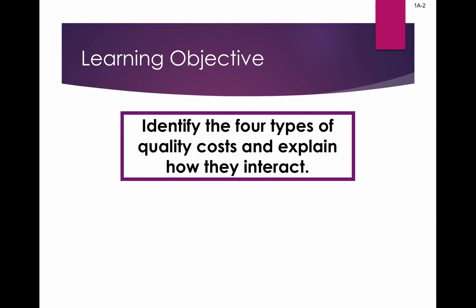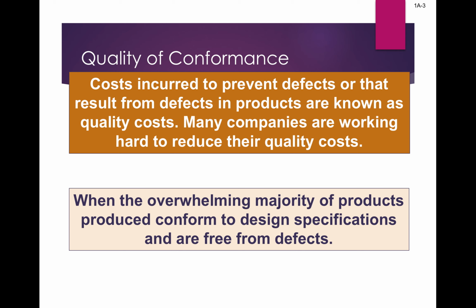So first, let's talk about the four types of quality costs and how they interact. The four quality costs are internal failure, external failure, prevention costs, and appraisal costs. Quality of conformance costs are costs that we incur to prevent defects or that may result from defects in products. Many companies are trying to reduce these quality costs, particularly external failure costs and internal failure costs, that have no value added.